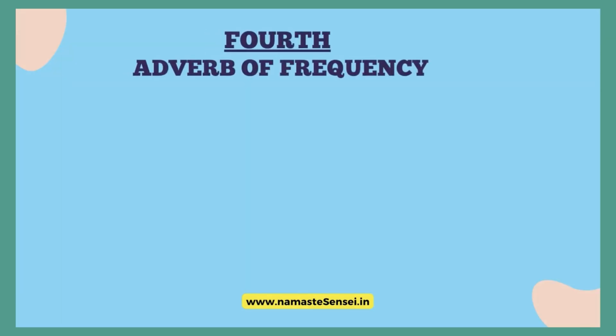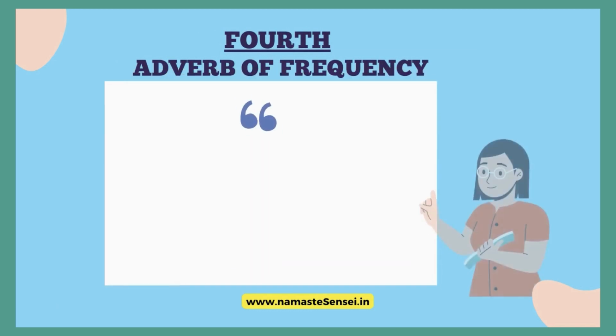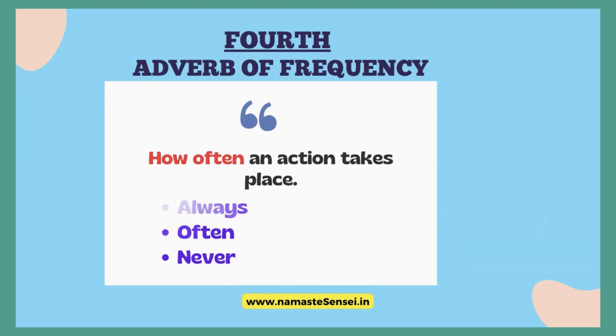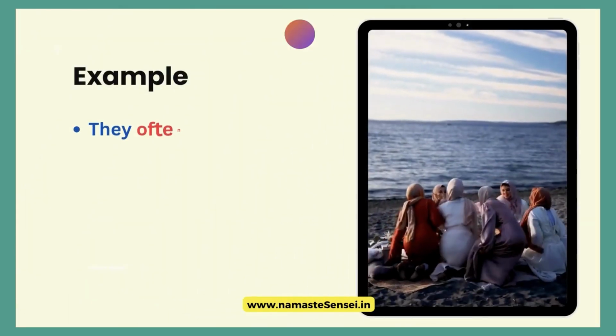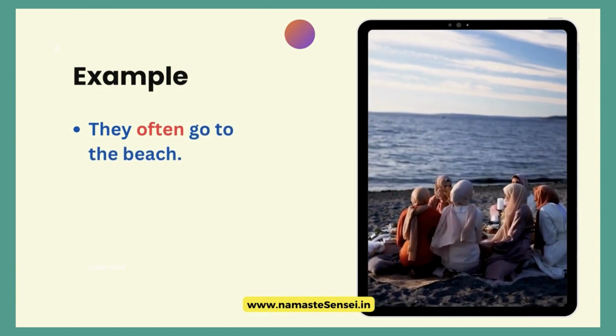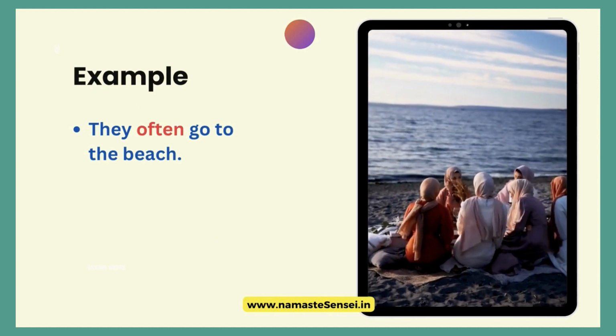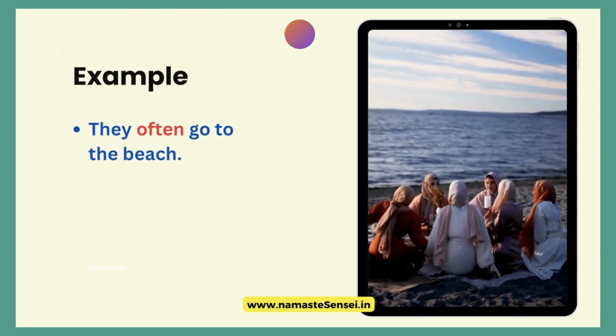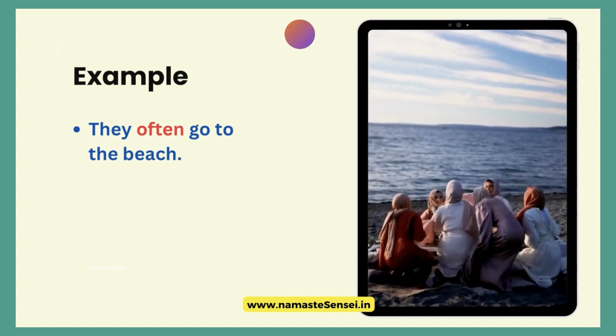Fourth, the adverb of frequency. These adverbs describe how often an action takes place. For example, always, often, never, and rarely. Let us see an example of a sentence formed using an adverb of frequency. They often go to the beach. By using the adverb often, we get a better understanding of how frequently they go to the beach. This adverb of frequency helps to convey a sense of consistency or irregularity.